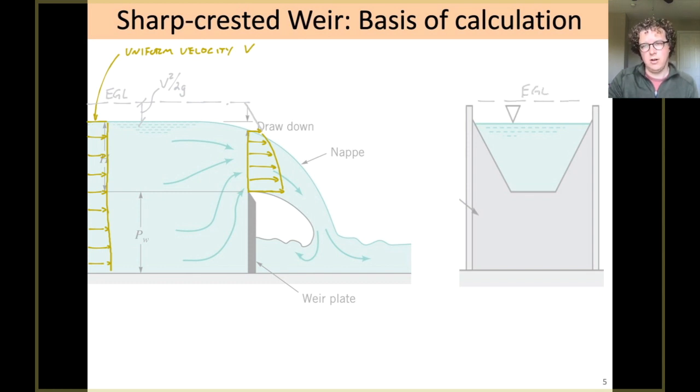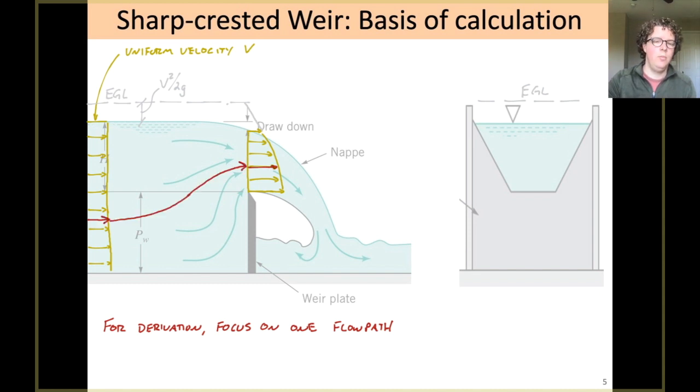And if we looked at a cross-section or a frontal view on the right-hand side, you can see we're thinking about a trapezoidal weir in this case. For our derivation, so you can see how this is using the energy equation, we're going to focus on just one flow path. And so I've drawn a flow path in dark red over on the profile. And of course that would correspond to some slice if we were looking at the frontal view of the weir shown on the right-hand side.